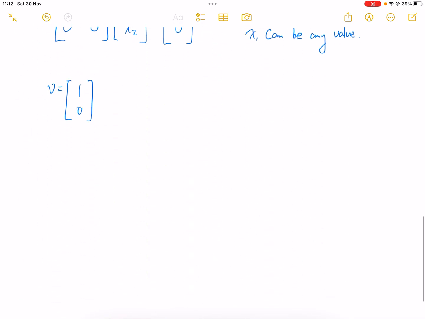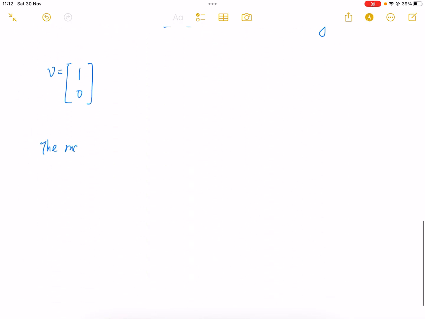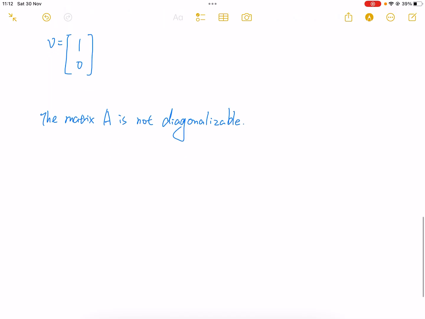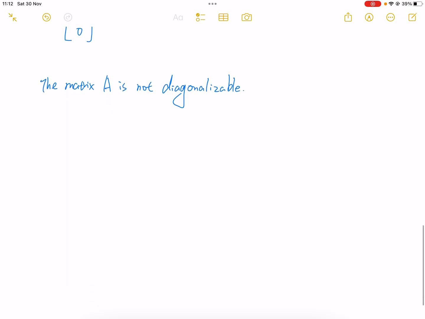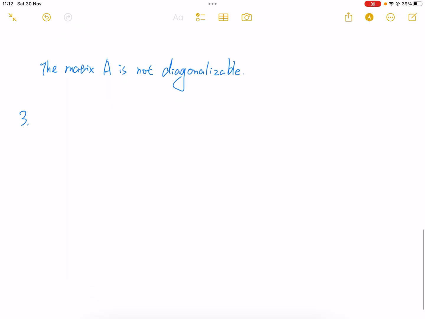The matrix A is not diagonalizable. This is where the Jordan form comes in. So next, we find the generalized eigenvector. Since we didn't get enough eigenvectors, we need to find a generalized eigenvector.